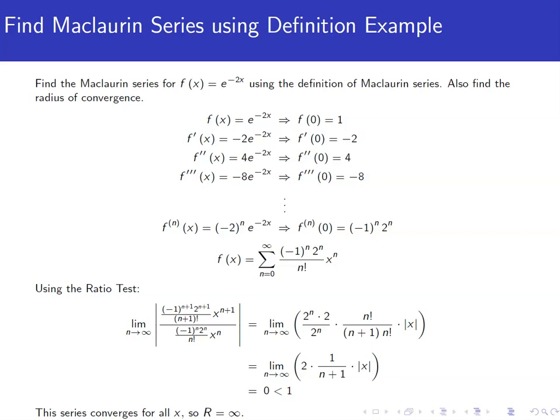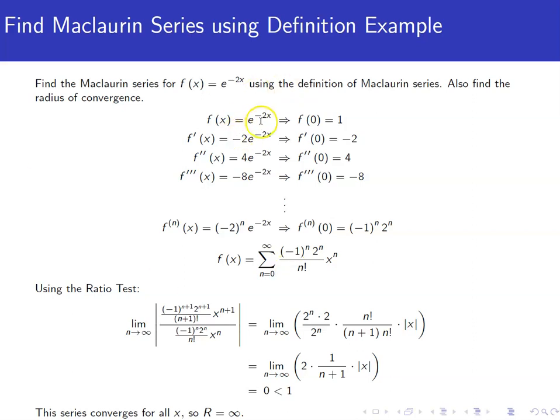In this video, we're going to do an example of finding a Maclaurin series by the definition. The function that we're interested in finding the Maclaurin series for is f of x equals e to the negative 2x. We're also asked to find the radius of convergence. Well, if we're going to do this by definition, we need to start taking derivatives of the function, plugging in 0 for x into each of those derivatives, because again, we're asked to find the Maclaurin series, and then looking for a pattern for the nth derivative.